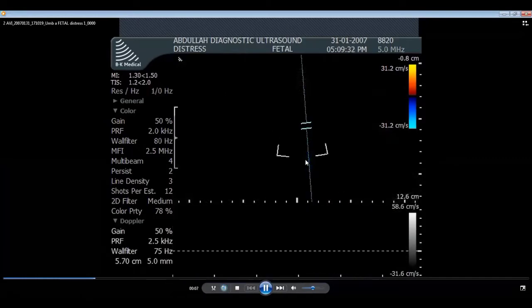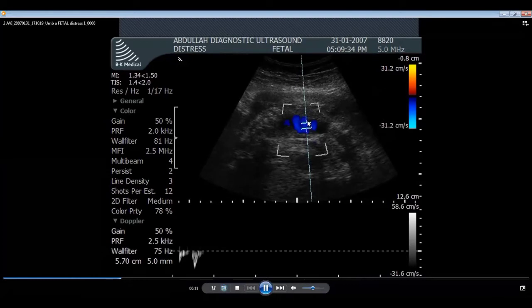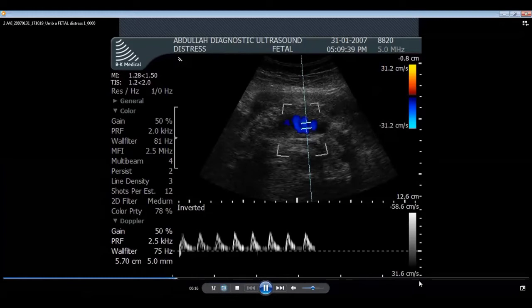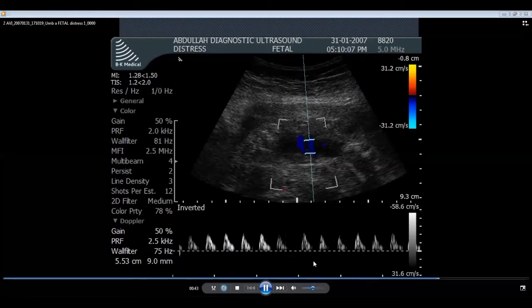Now this is again artery. The direction is different, but you will be appreciating that forward diastolic flow is absent. The diastolic flow is absent in between the systolic beats, indicating that there is no flow in between these two beats. This is fetal distress. There you see.